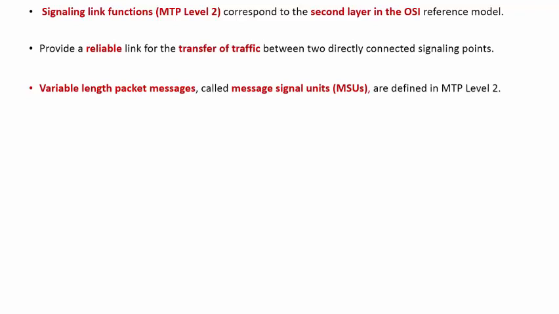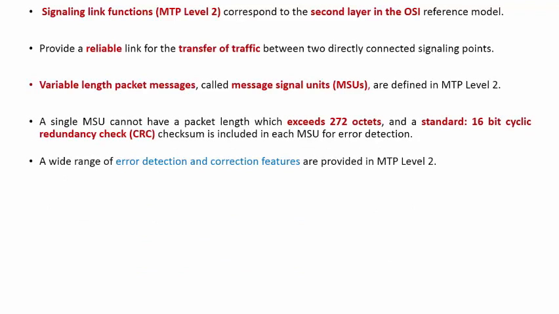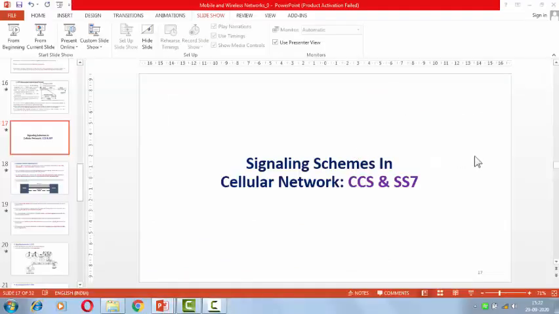Then variable length packet messages, also known as message signal units, that is MSUs, are defined in MTP level 2. So here at MTP level 2 you will find the variable length packets known as the MSUs. A single MSU cannot have a packet length which exceeds 272 octets, and a standard 16-bit CRC checksum is included in each MSU for error detection. So in the packet of MSU you will find the 16-bit CRC for error detection purposes.